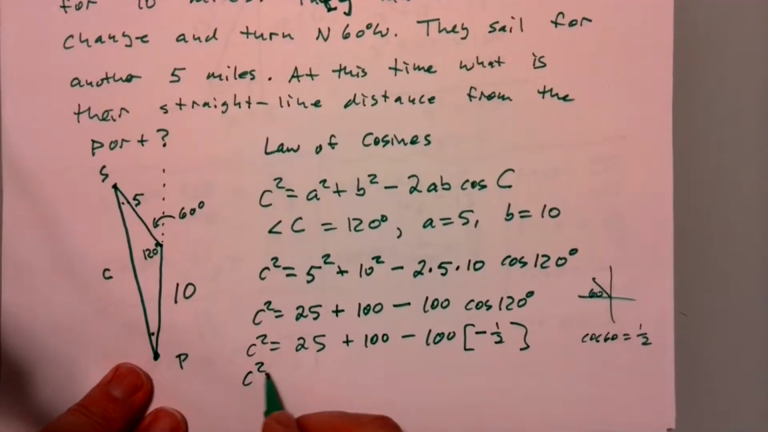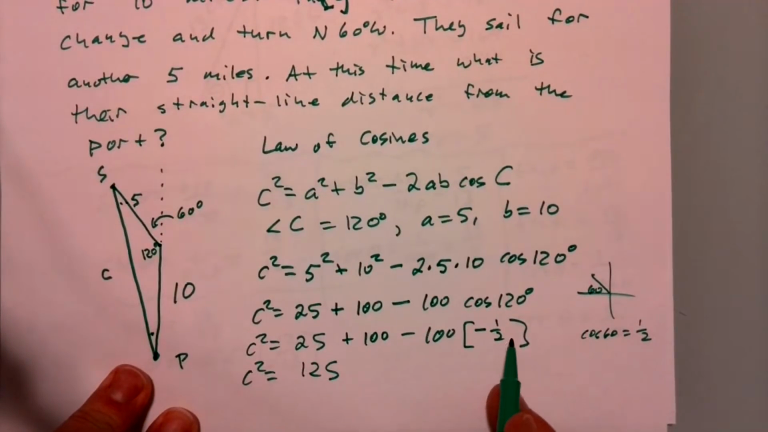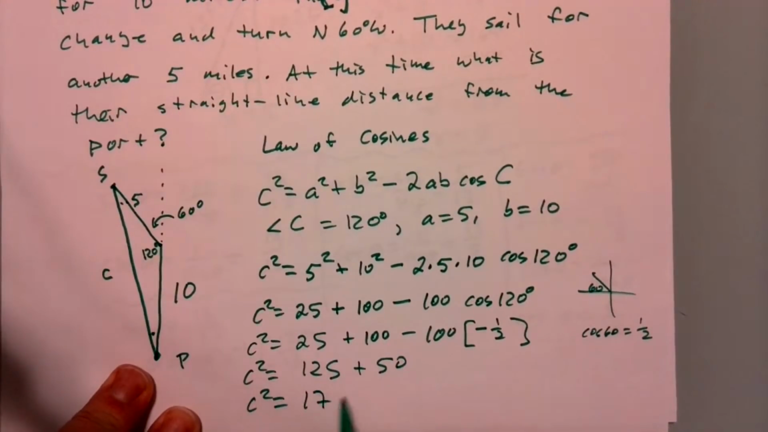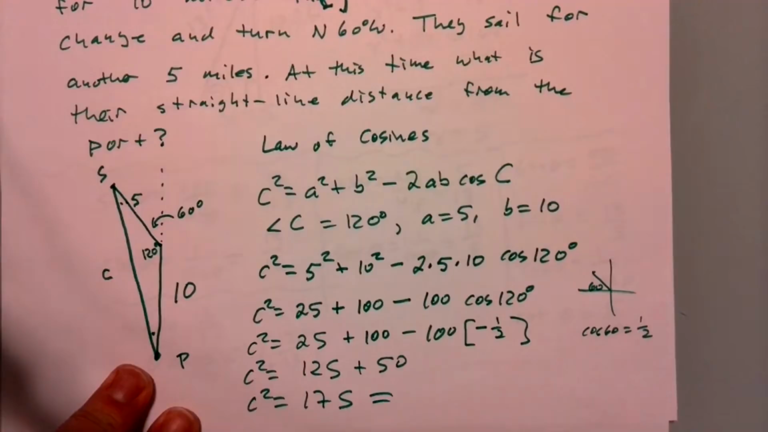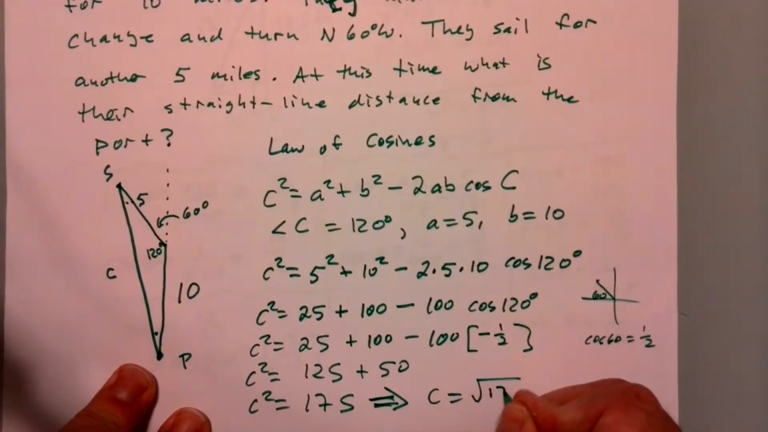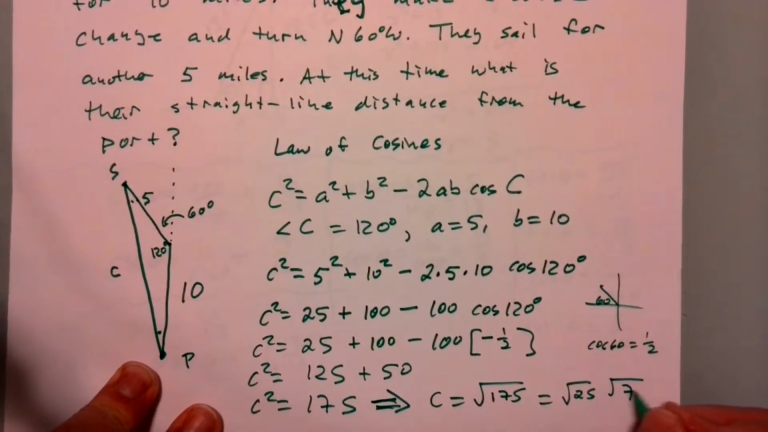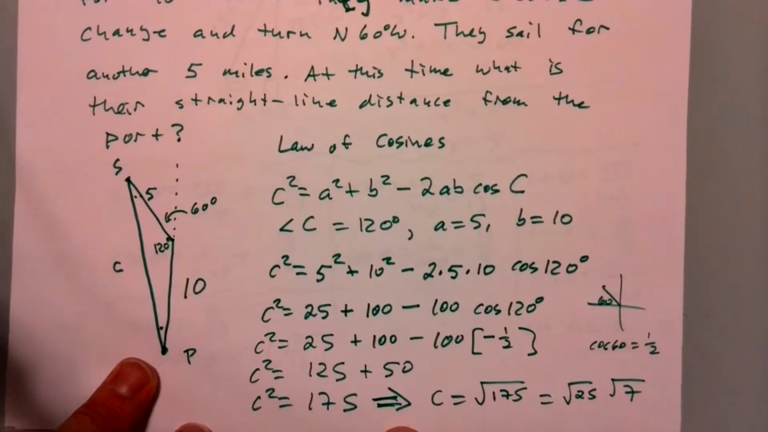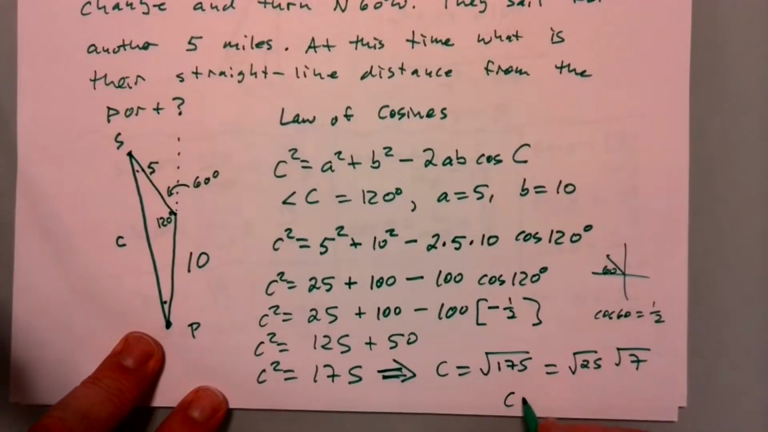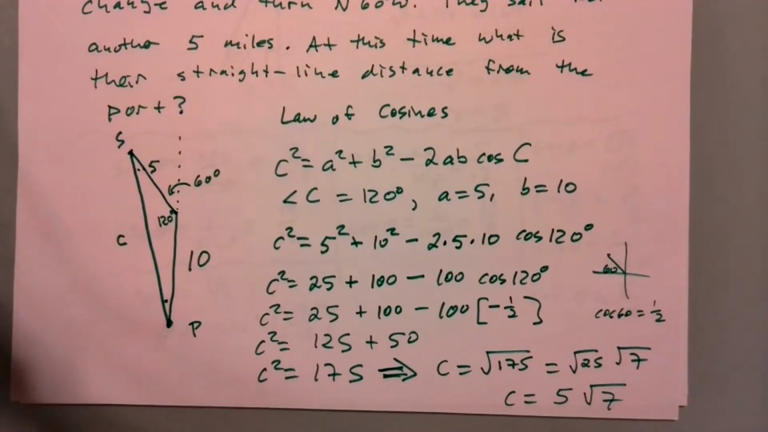What do I get here? I have c squared is 25 plus 100, 125. Minus 100 times minus a half would be plus 50. So we get c squared is 175. Which tells me that c is the square root of 175, which is root 25 times root 7, right? So if we simplify this, we're going to get that c is 5 times the square root of 7. C is 5 times the square root of 7.